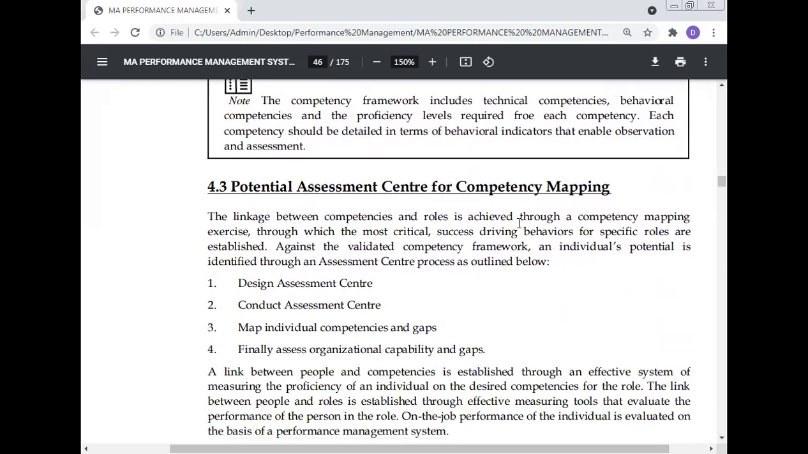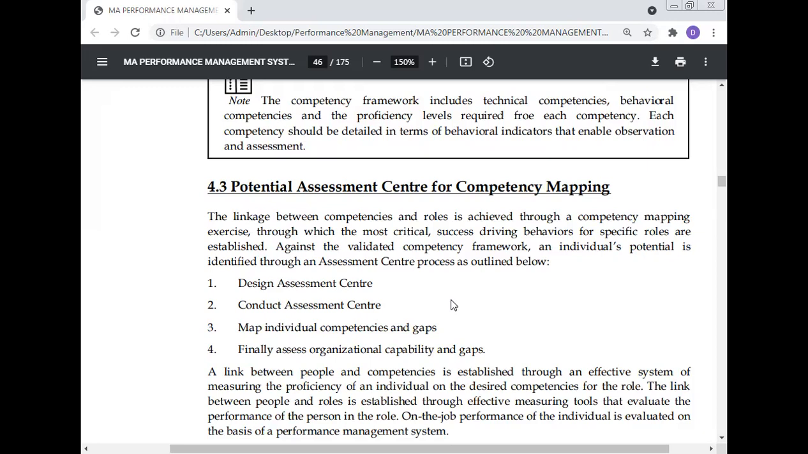Potential assessment center for the competency mapping. The linkage between competency and role is achieved through a competency mapping exercise through which the most critical success driving behaviors for the specific roles are established against the validated competency framework. An individual's potential is identified through an assessment center process as outlined below.